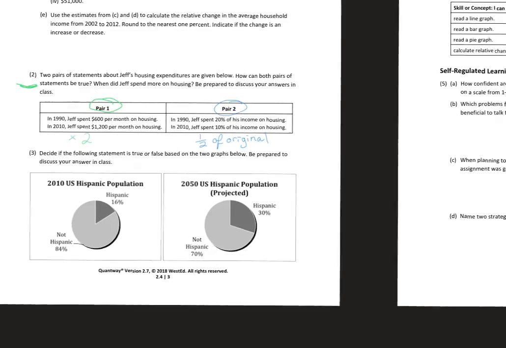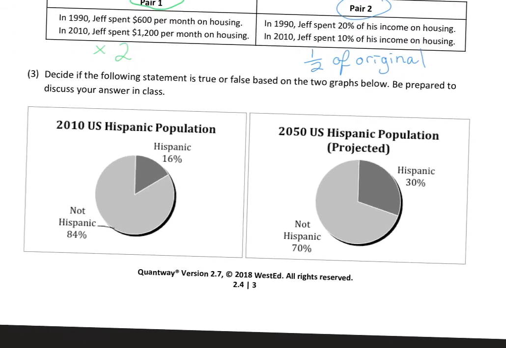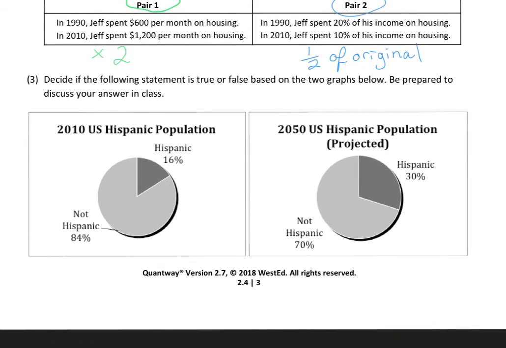Okay, if Hispanics are going to be a larger percentage of the population in 2050, why wouldn't you assume that? Well, Hispanics are going to be a larger percentage of the population. Non-Hispanics are going to be a smaller percentage of the population. Why doesn't that mean there will be fewer non-Hispanics in 40 years? How could that happen?